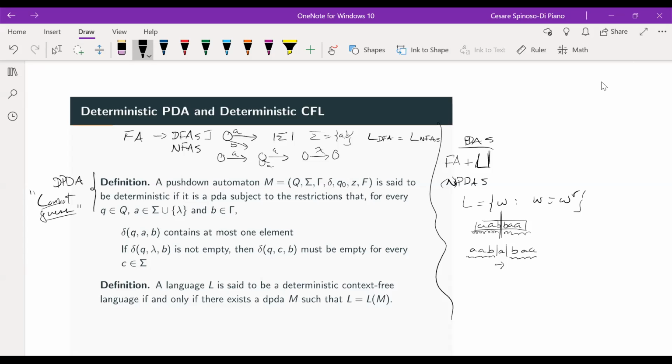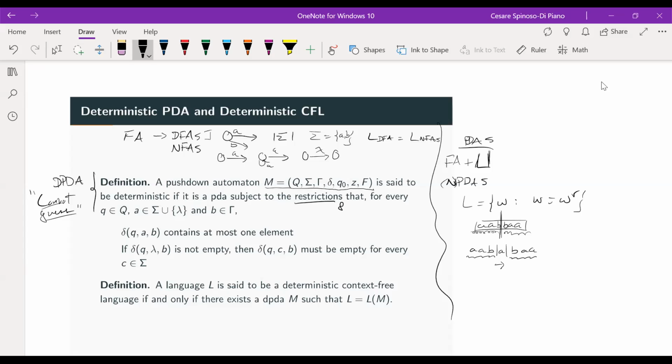But let me just look at the formal definition and then maybe I can answer more questions. So what's the formal definition of a DPDA? It's the same thing as an NPDA, the same 7-tuple, except that now we have restrictions on our transition function delta.